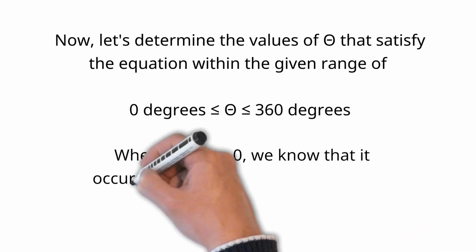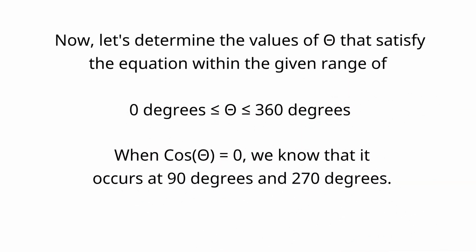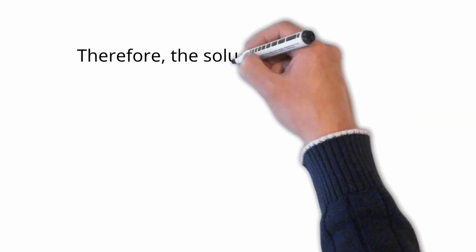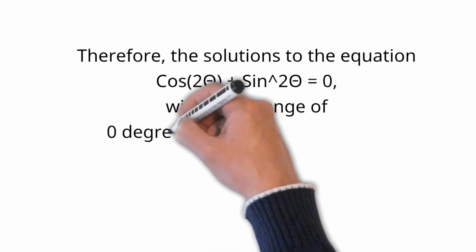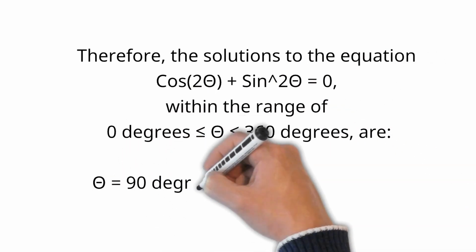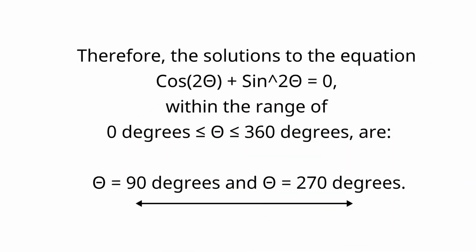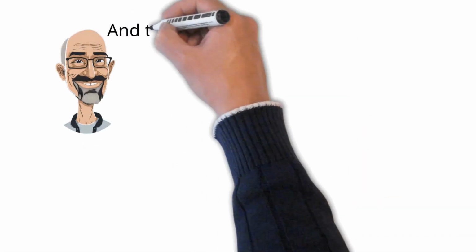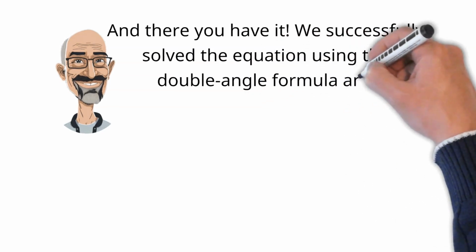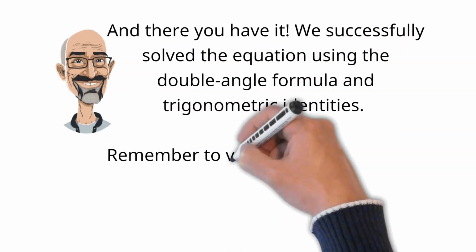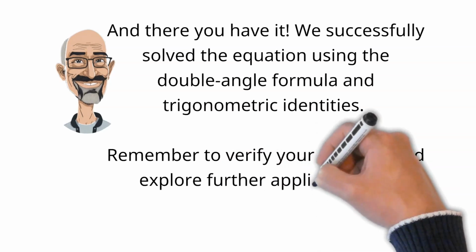When cosine theta equals 0, we know that it occurs at 90 degrees and 270 degrees. Therefore, the solutions to the equation cosine 2 theta plus sine squared theta equals 0 within the range of 0 degrees less than or equal to theta less than or equal to 360 degrees are theta equals 90 degrees and theta equals 270 degrees. And there you have it. We successfully solved the equation using the double angle formula and trigonometric identities. Remember to verify your answers and explore further applications of trigonometry.